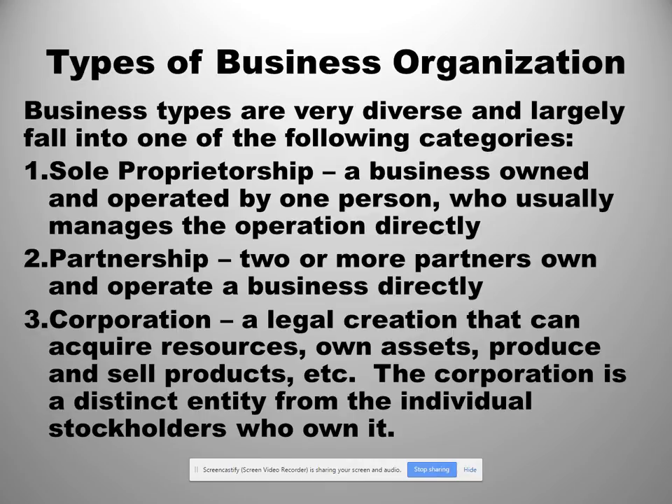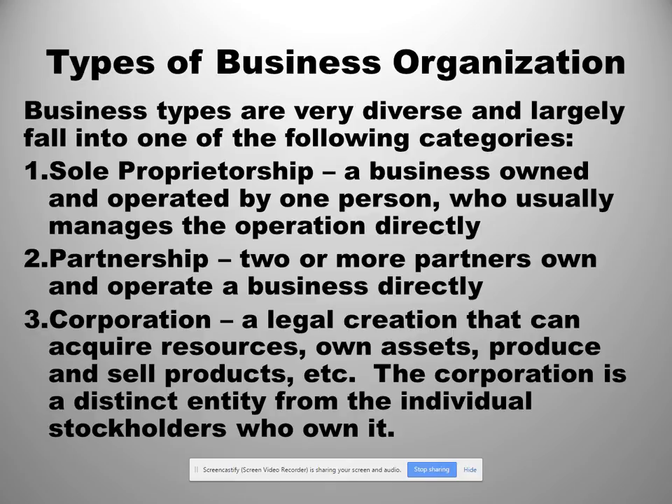Sole proprietorship. That's a business owned and operated by one person. Proprietor is a business owner, and usually manages the operation directly. I'm going to take my lawnmower and open a lawn mowing service in the summer. That's going to be a sole proprietorship most likely.